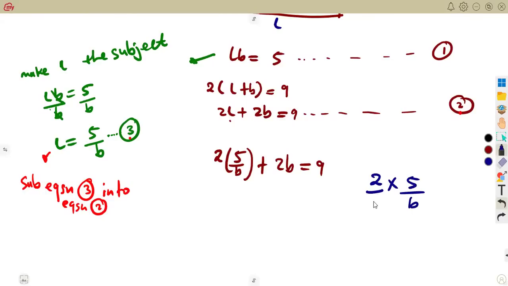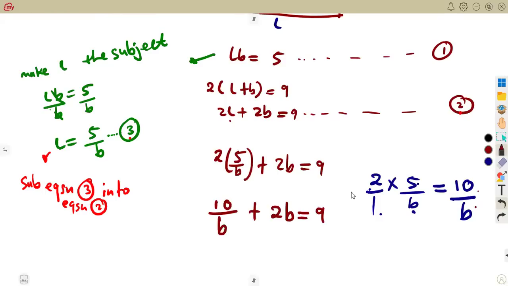2 is a whole number, so it's like 2 over 1. So how do you multiply? It's 2 times 5, numerator to numerator, denominator to denominator. Not 2 times 5, 2 times B. No. You multiply numerator to numerator, denominator to what? Denominator. So it is going to be 10 over B. So that's it. 10 over B plus 2B is equivalent to 9.